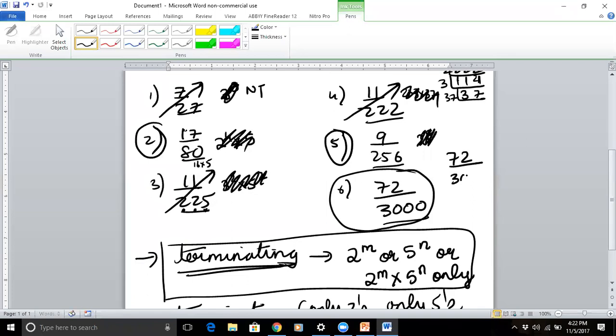So what you need to hold on to here is, whenever you're checking whether a fraction is terminating or not, it's mandatory that you make sure the fraction is reduced to its lowest form. 12 6s are 72, 12 2s are 24, 12 5s are 60, 12 2s... so 72 by 3000, the lowest form would be 3 by 125, and 125 is 5 cube, which only consists of 5s. So the last fraction is definitely terminating. So the terminating fractions here are 2, 5, and 6. Okay with this, guys?